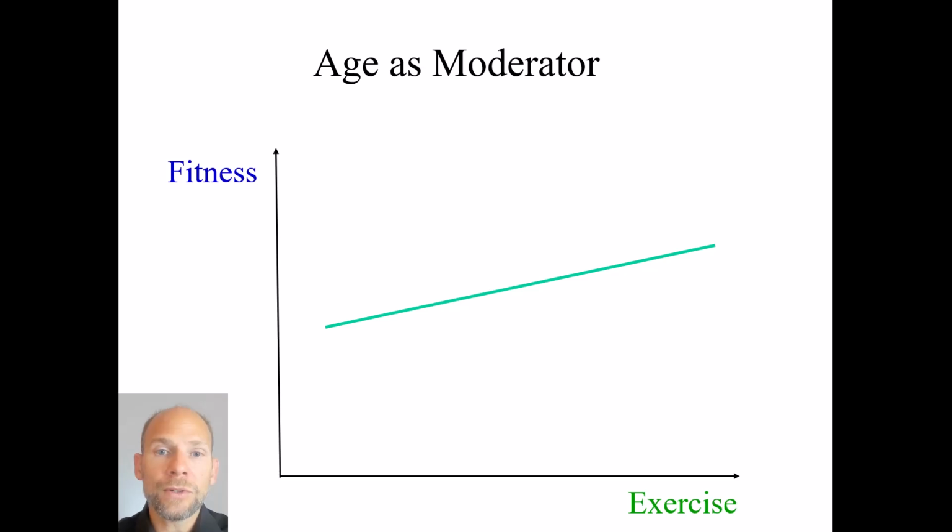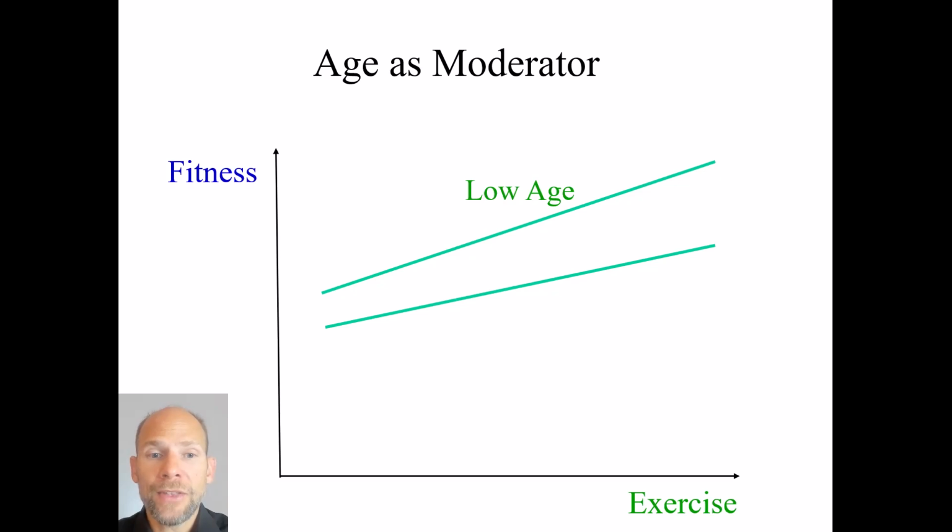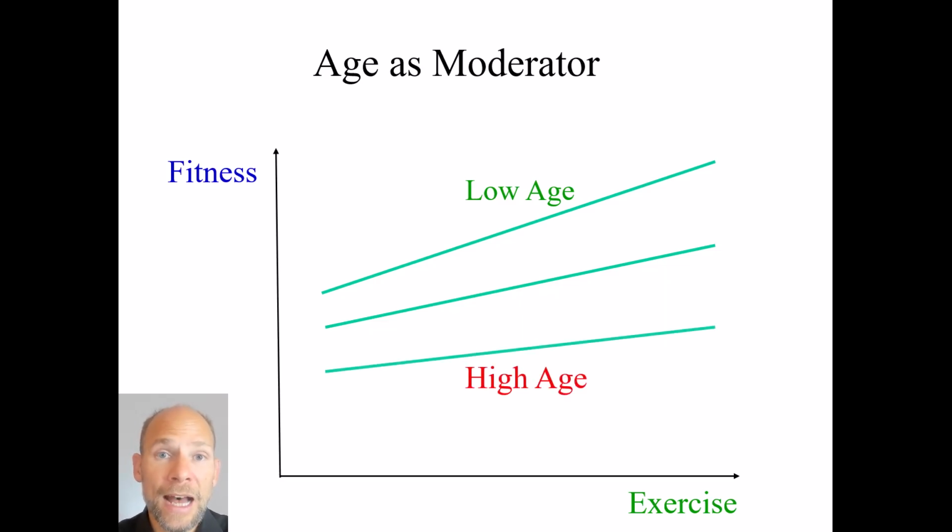And now I can plot this for different levels of age. Let's say when age is low, we can expect that fitness, first of all, starts out higher on the left-hand side, and then it increases more with exercise. So exercise in this example is more effective for younger people than it is for older people. When age is high, then the relationship is not quite as strong, meaning you have to exercise more hours in order to achieve a positive result on fitness. When you're older, your body doesn't work as well as when you're young. And so therefore, we could also see age as a moderator.